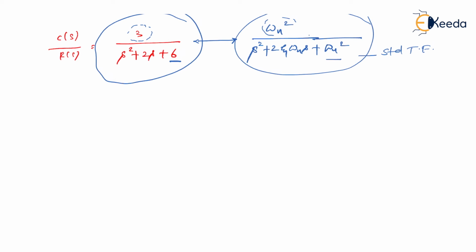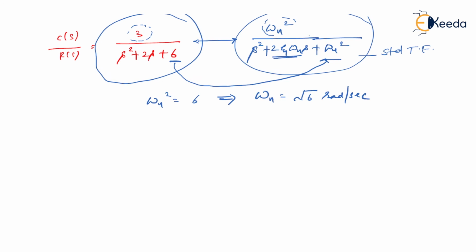So for that, you are requested to always compare only the denominator of the transfer function that you have with the standard transfer function. So after doing so, omega n square will be equal to how much? It is 6 and not equal to 3. Please understand, don't ever compare the numerator of the standard transfer function with the transfer function that you have already. Always compare only denominators. So here omega n square I got value as 6, or I can say omega n equal to root 6. I hope you got my point.